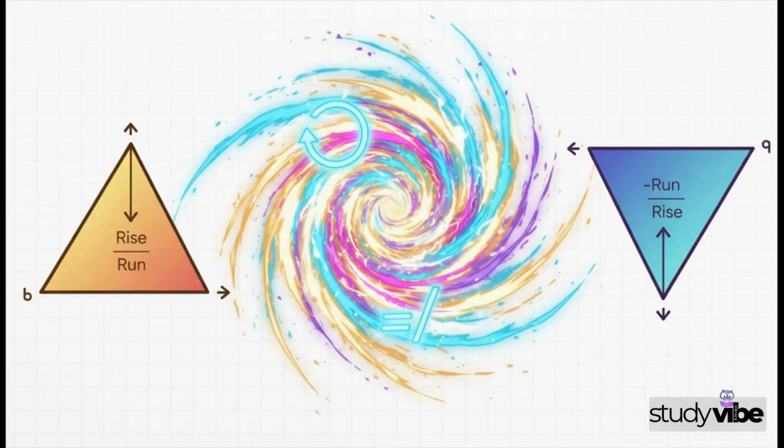Now for the magic word, perpendicular. This is the trick. All you got to do for a perpendicular gradient is flip the fraction and switch the sign. That's it. So our original gradient was -5 over 6. We flip it, it becomes 6 over 5. We switch the sign from negative to positive. Bam! Our new gradient is +6 over 5.